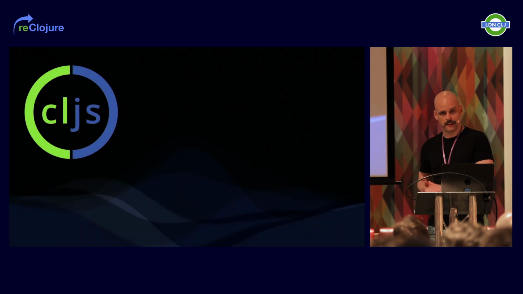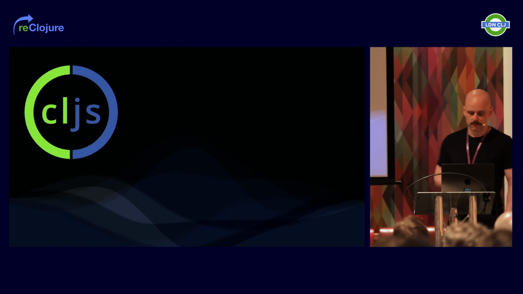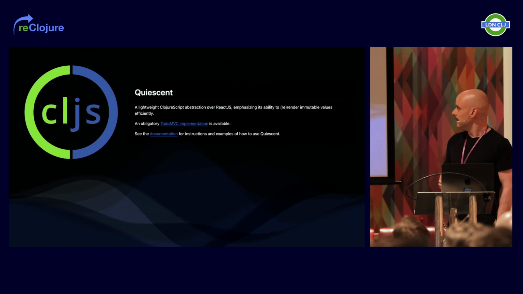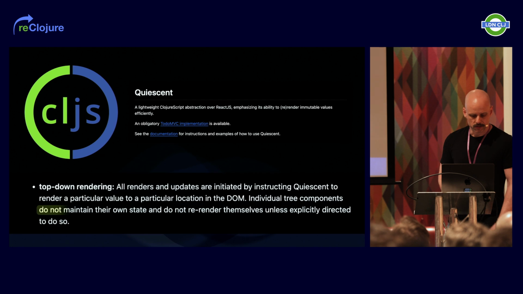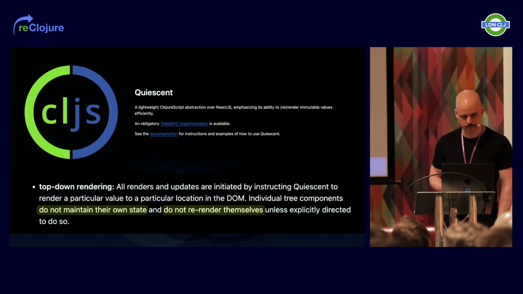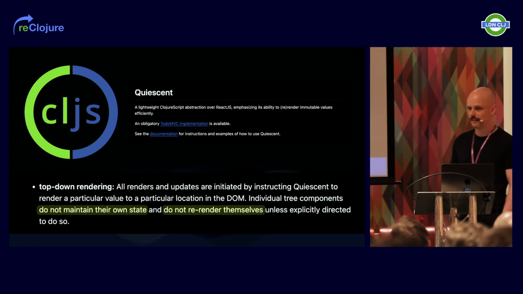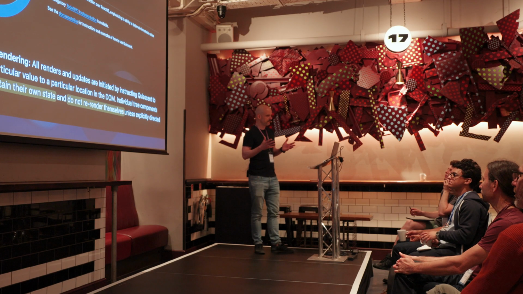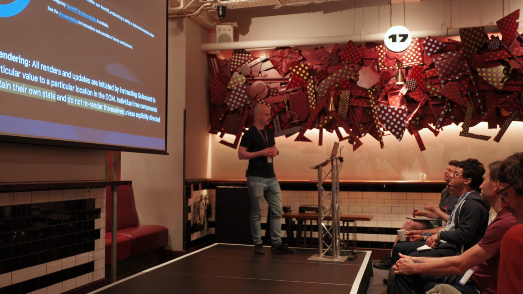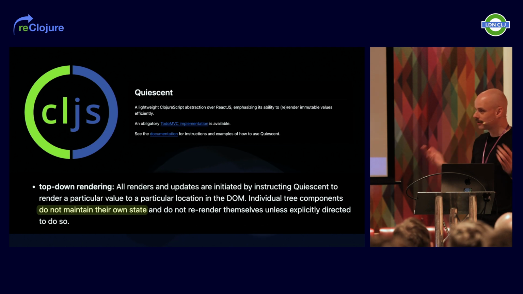The ClojureScript community quickly embraced React, and one library in particular really refined the model. Luke Vanderhart's Quiescent added an interesting constraint. He said that components do not maintain their own states and do not re-render themselves. And Luke called this top-down rendering. And this is the UI as a function of application state that I fell in love with. Anyway, so wonderful ideas. We need a Clojure implementation of it.